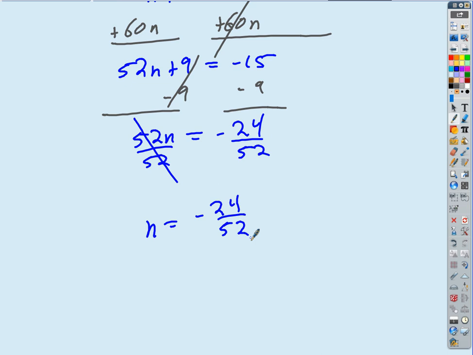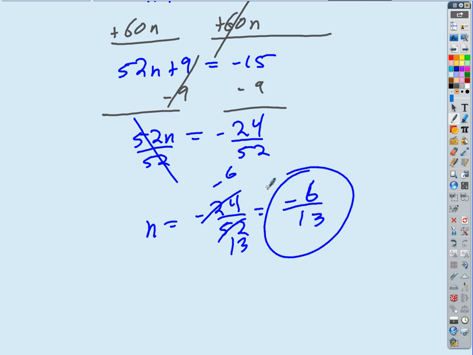What's a number that divides into both? 4. Good. So we can divide each by 4, so that's going to give me negative 6 and 13. So there's our answer. Okay. All right.